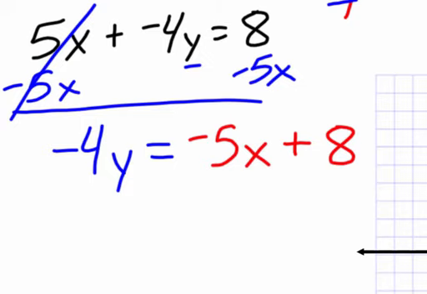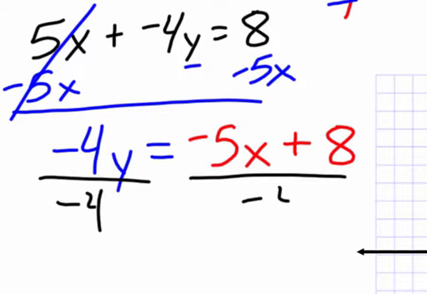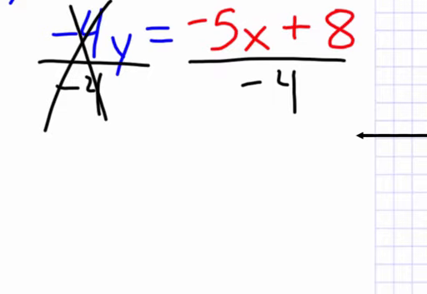And now we want to get the y by itself. Well, what am I doing to y? Multiplying by -4. So divide by -4. Whatever I do to one side, I do to the other. So those cancel each other. I'm left with y equals, okay, so here's the tricky part now.